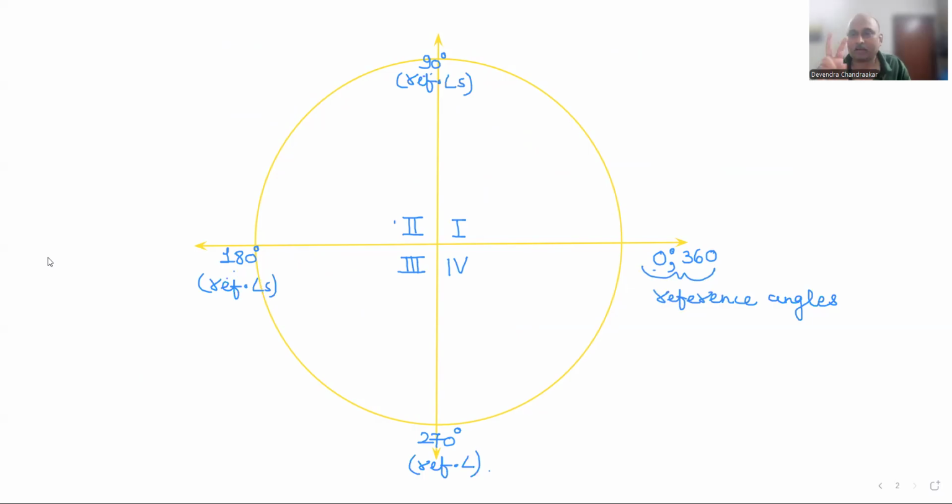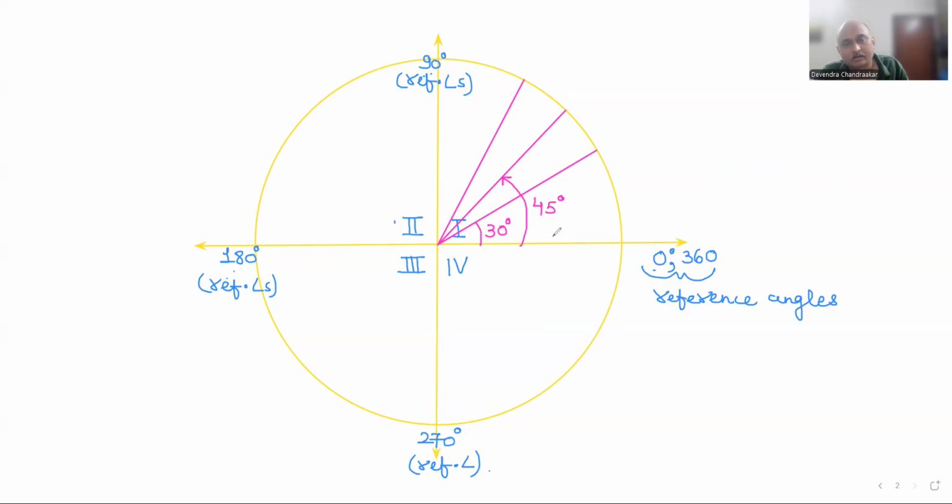Now, every quadrant has 2 reference angles, a smaller one and a larger one. Each quadrant is divided into equal segments of 15 degrees. So there are 3 angles in each quadrant, which are called standard angles.